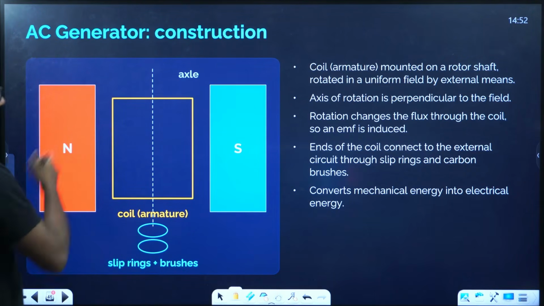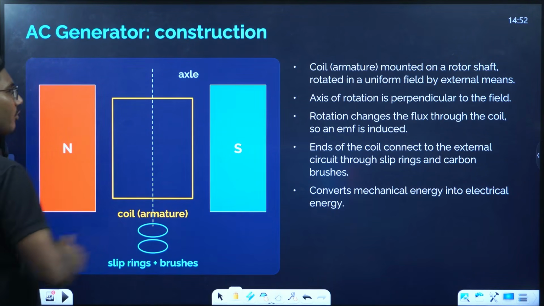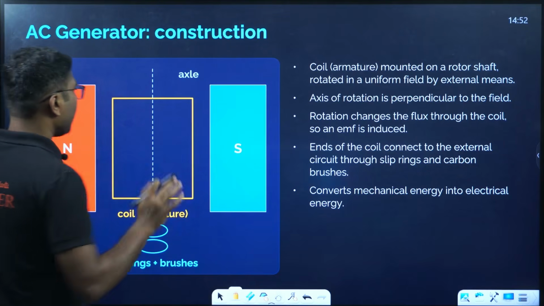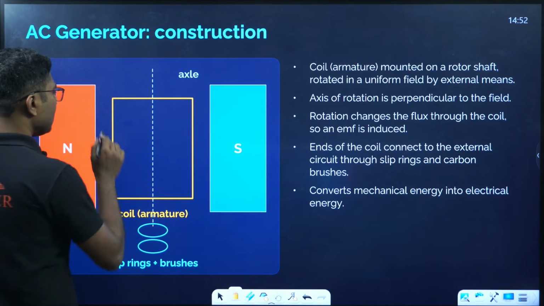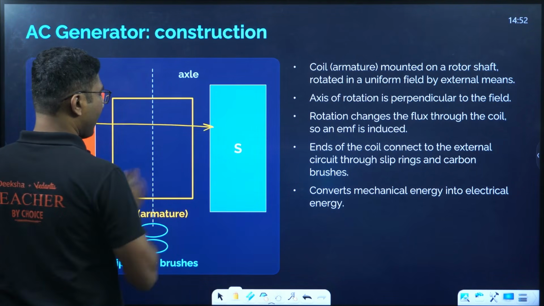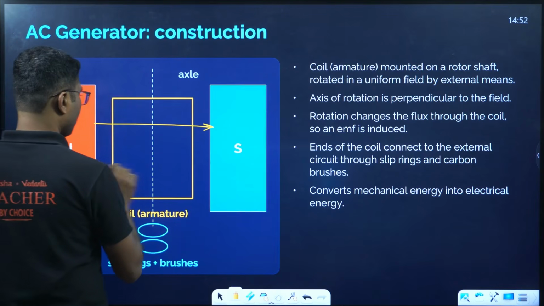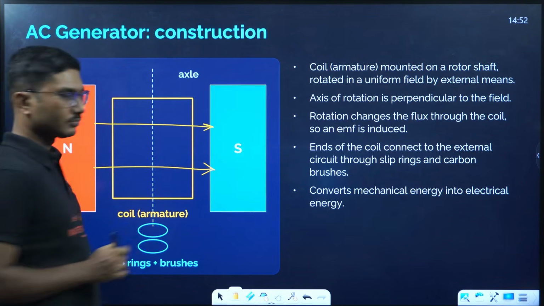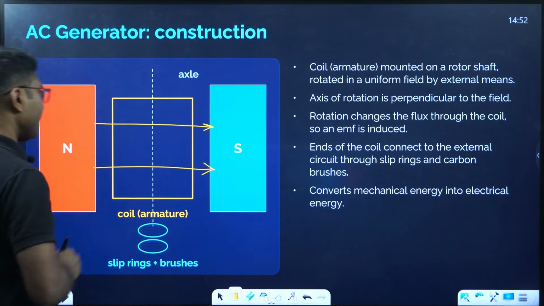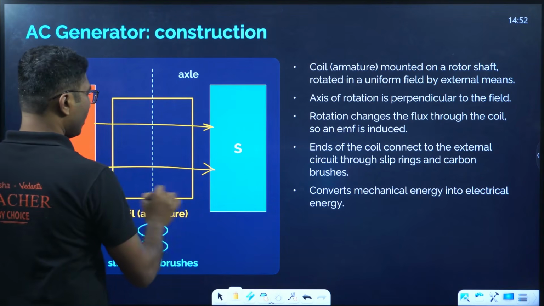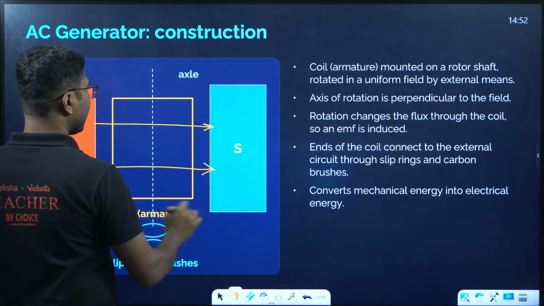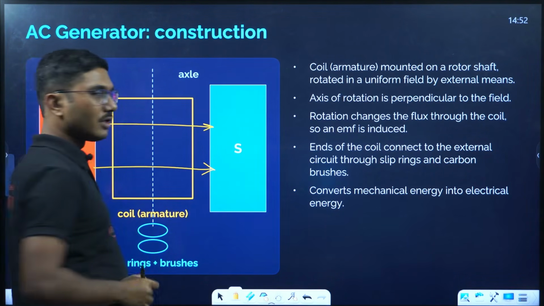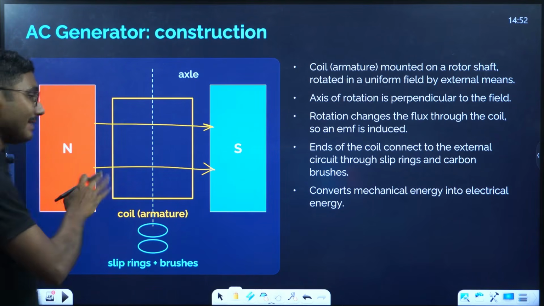So first, what is the concept here? We have a north pole, we have a south pole. That means the magnetic field is from north to south. So there is a magnetic field present over here. We have a rectangular loop present inside this, which is not carrying any current.